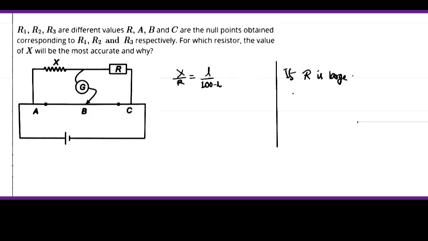Hence, if R is large, then L is small. Similarly, if R is small, that means the denominator on this side is small, which means the overall value will be large. Since the overall value is large, upon calculation, we will get a large value of L. Now this thing is common from this equation. From this equation, let's write the equation for the relative error of X.